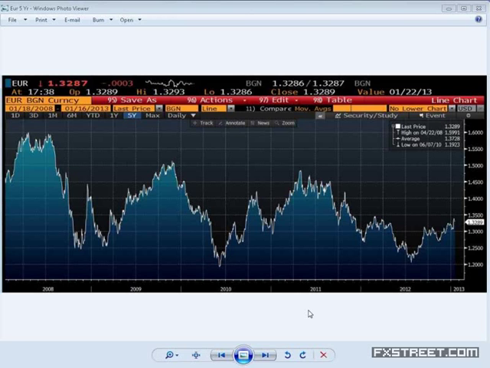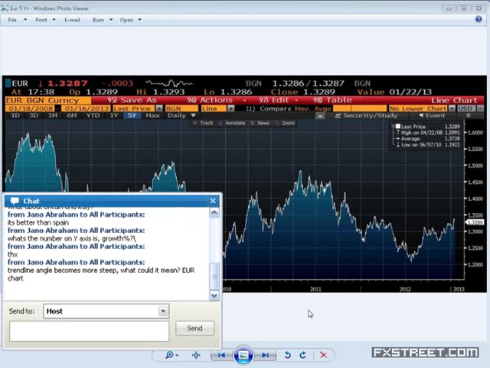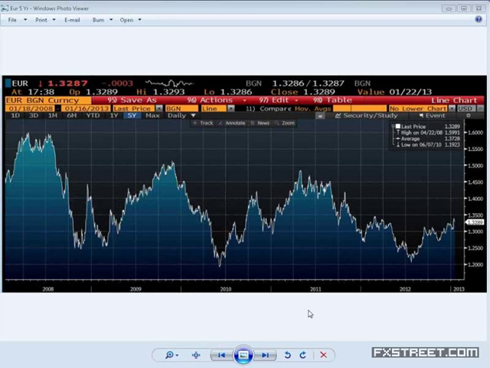Let me answer that question. When the trend angle becomes more steep, it generally means that the steeper the trend angle, the less supportable it is as far as currency trends go. Meaning, the more likely you get profit taking, the more likely you get some sort of reversal.